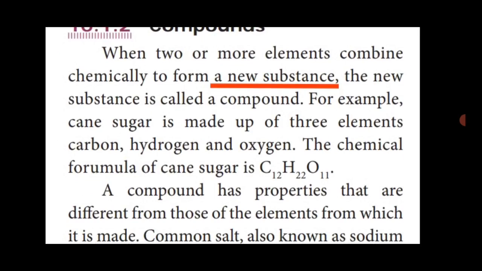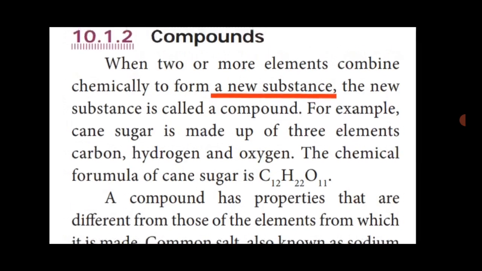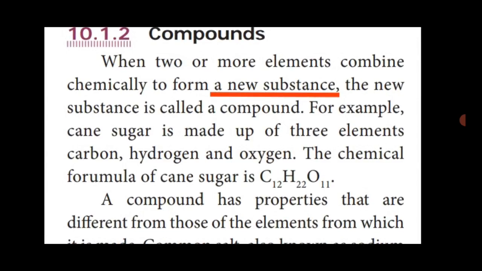What is the formula of cane sugar? C12H22O11. So, in this cane sugar, how many elements combine chemically? Three elements. What are the three elements? Carbon, hydrogen, oxygen. These three elements combine chemically to form a new substance. The new substance is a compound. The cane sugar formula is C12H22O11.